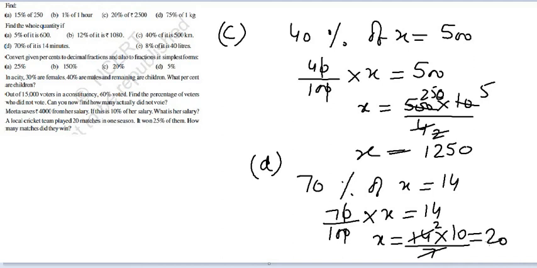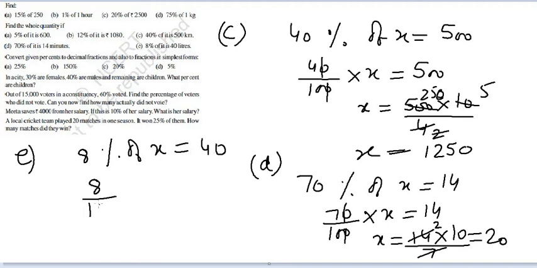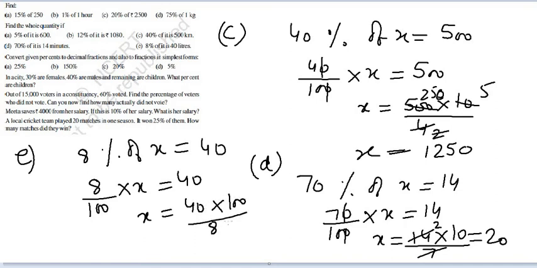So similarly, we can go for E part also. Here we do the E part. In E part, you have 8% of it. It means again we put X equals to 40. So 8 upon 100 into X equals to 40, or X equals to 40 into 100 upon 8. 8 fives are 40. So X equals to 500. So this will be our answer. X equals to 500. Okay.